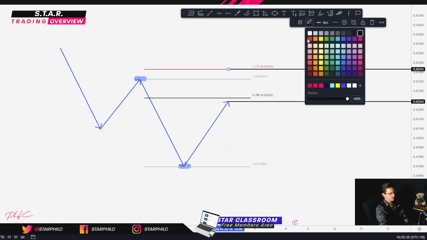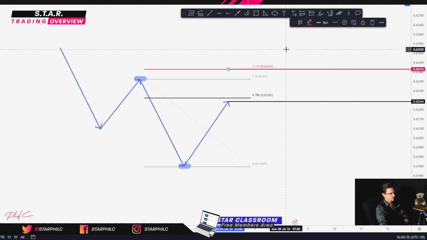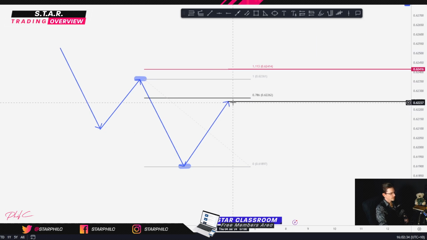So let's change that to red, like this. Entry at the 786, stops at the 113. The same every single time. Never changes, ever. This is how you remove subjectivity in your trading. This is how you make it as robotic as possible, because that's exactly what we want to do as traders, right? Entry at the 786, stops at the 113.